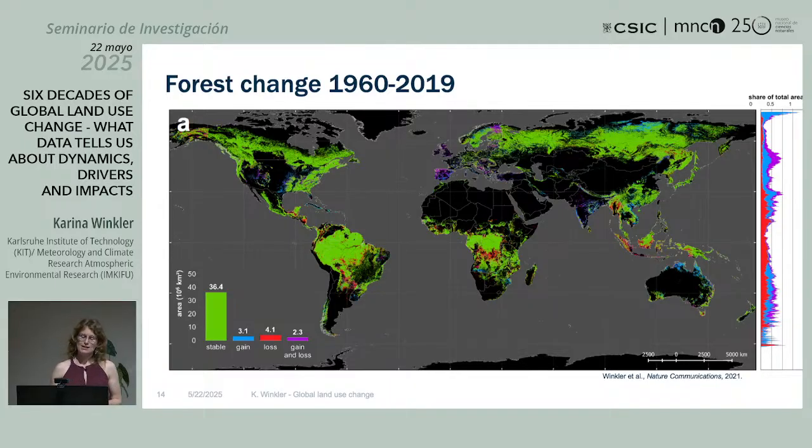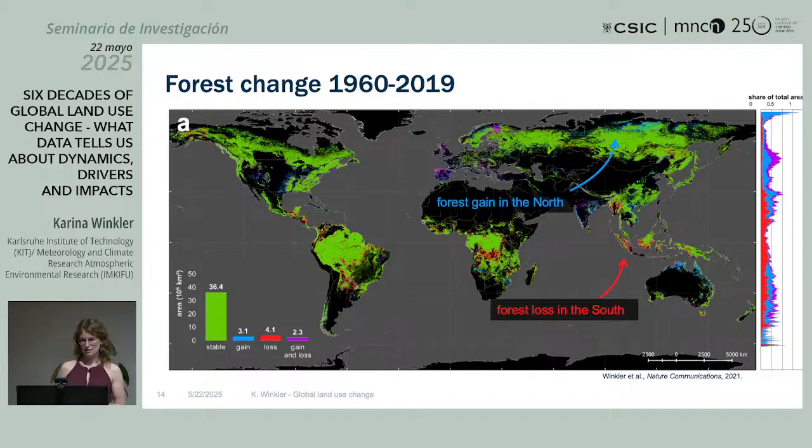And what we see is, of course, the prominent example of deforestation, forest losses in the tropical regions of the Global South. You can see that here in the Amazon, in the African tropics, and also in Southeast Asia. And in contrast, we see forest gains mostly happening in the Global North, for example, here in this northern Siberian forest transition.